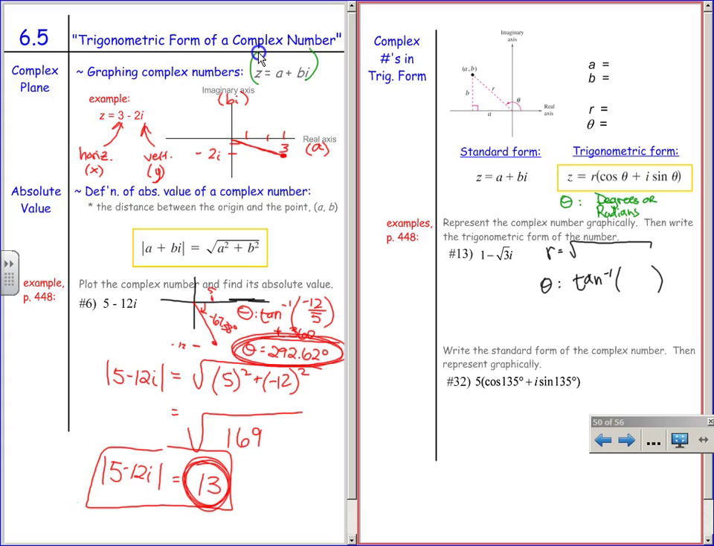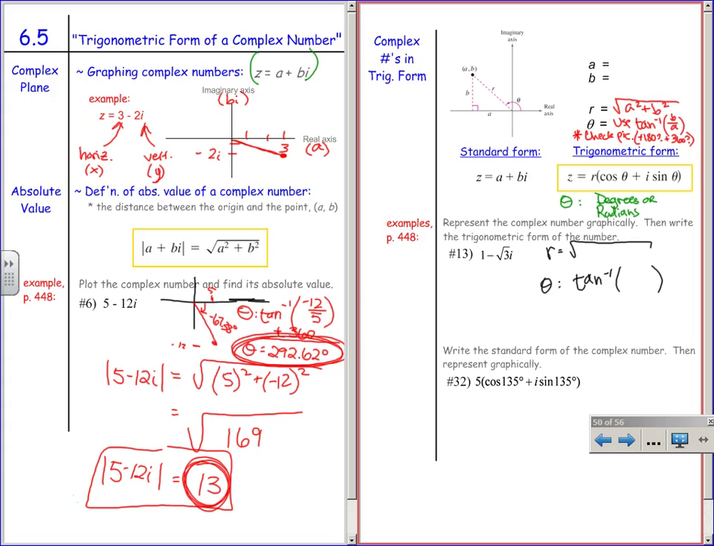So what we're going to do is, whenever you see the r and whenever you see the theta, we're going to say, hey, this is just using magnitude. It's just using the absolute value of the complex number. Theta, we're going to use tangent inverse. And why am I saying use? Because we might have to check the picture. Do we need to add 180? Do we need to add 360?